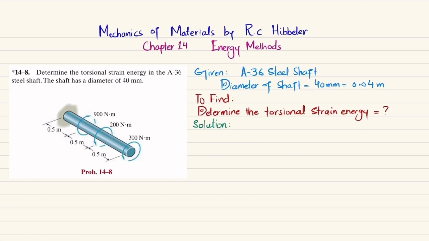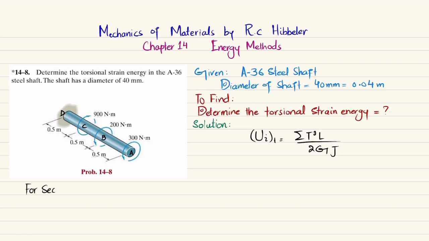As we know, strain energy U due to torsion is equal to sum of T square into L divided by 2 times G into J, where T is torque, L is length, G is modulus of rigidity, and J is polar moment of inertia. So we will take this point A, this is point B, this is point C, and this is point D. So we'll find the torque in various sections of this shaft: AB, BC, and CD. So let's start to find it for section AB.